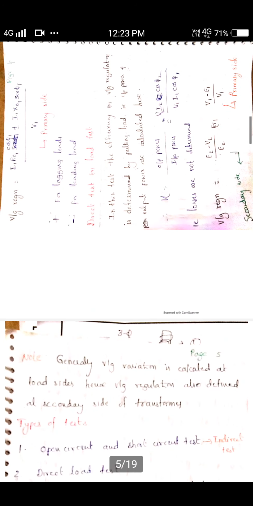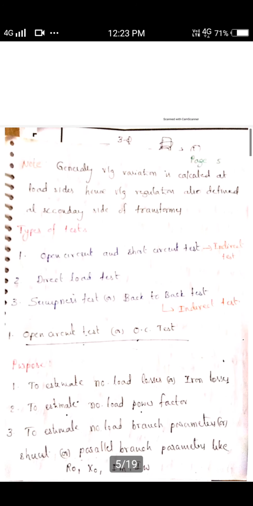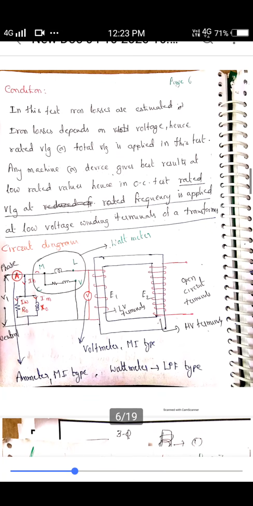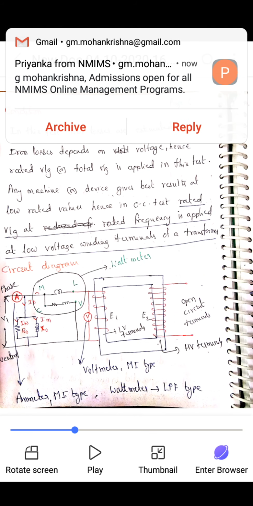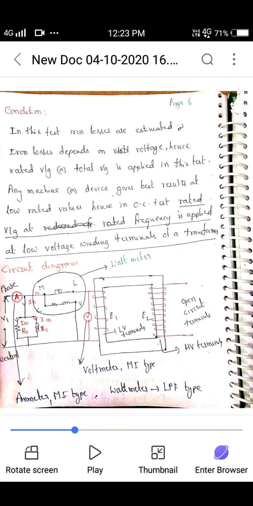See the diagram here. Supply voltage is given, variable voltage we have to give, so an auto transformer is connected there. Ammeter is connected, voltmeter is connected in parallel to the supply to measure supply voltage. Ammeter is connected to measure supply current, and one wattmeter is connected to measure input power.